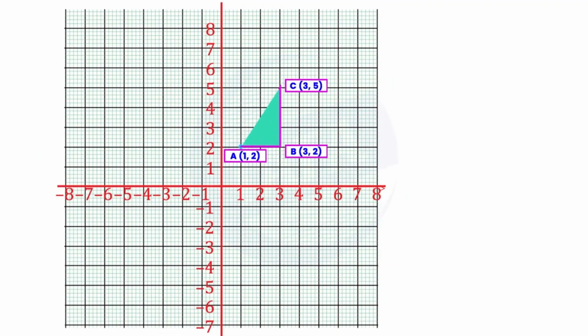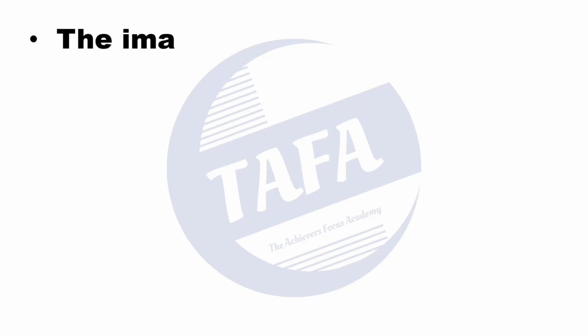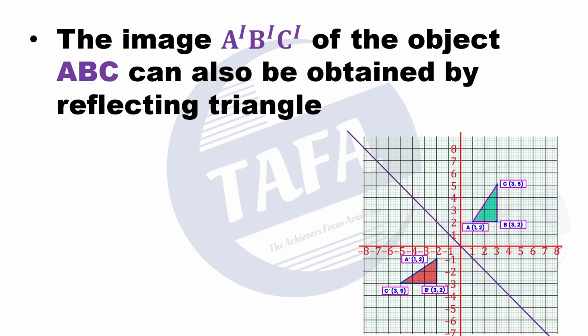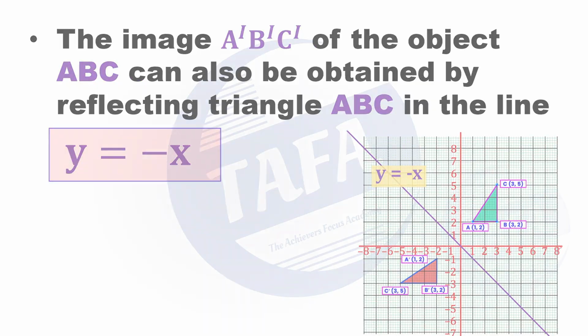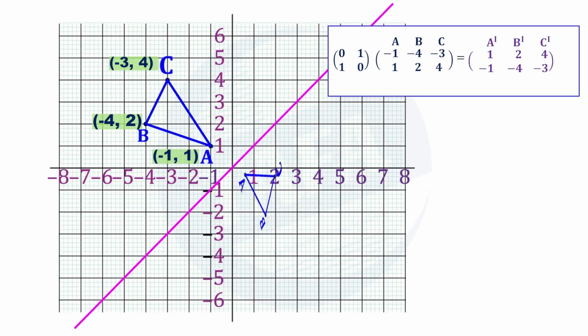You plot the respective points A, B, C, and then A prime, B prime, C prime on the Cartesian plane as shown here. Now, the image A prime, B prime, C prime of the object ABC can also be obtained by reflecting triangle ABC in the line y is equal to -x. Graph here. So you draw ABC and the image A prime, B prime, and C prime.